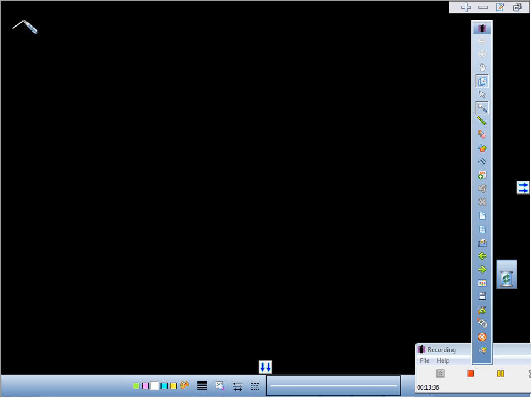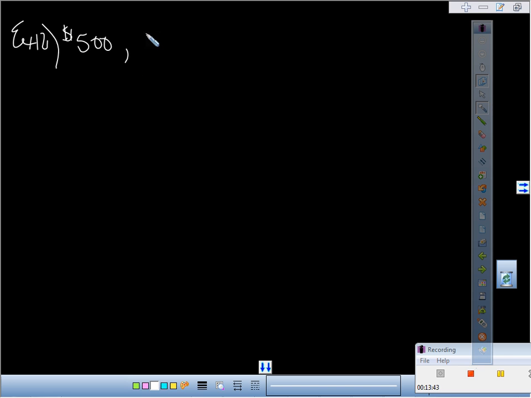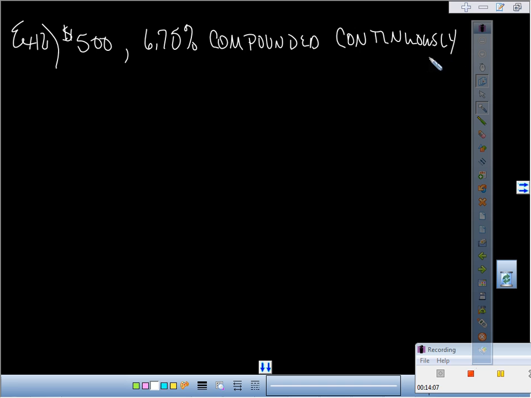Okay, so let's try this problem. This is example 12. In this problem, we're going to deposit $500 in an account that is going to earn 6.75% interest. People, are you going to go to the bank and get 6.75%? Y'all, you're not going to get 2%. It's going to be compounded continuously. How long to double your money? All right, so let's think about what's happening.